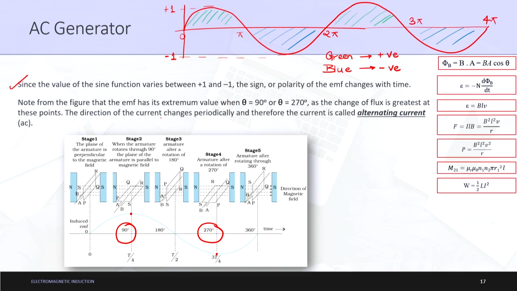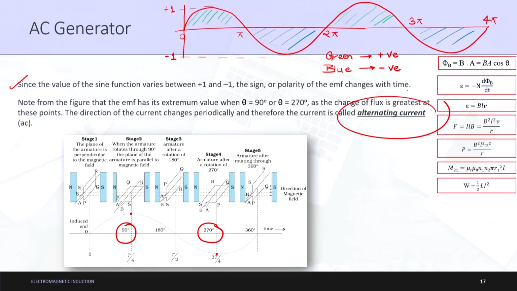The direction of the current, please look over this line very carefully. The direction of the current changes periodically, meaning with the period the current direction changes; it is sometimes positive, sometimes negative. Therefore the current is called alternating current. Here is the derivation of the name: alternating, as in alternate, it changes its polarity and direction. Therefore, it is called alternating current.